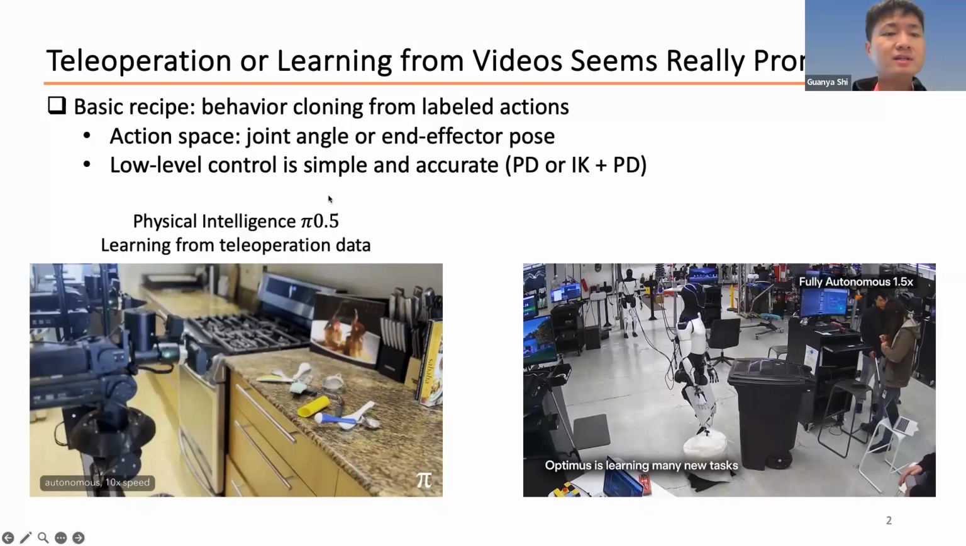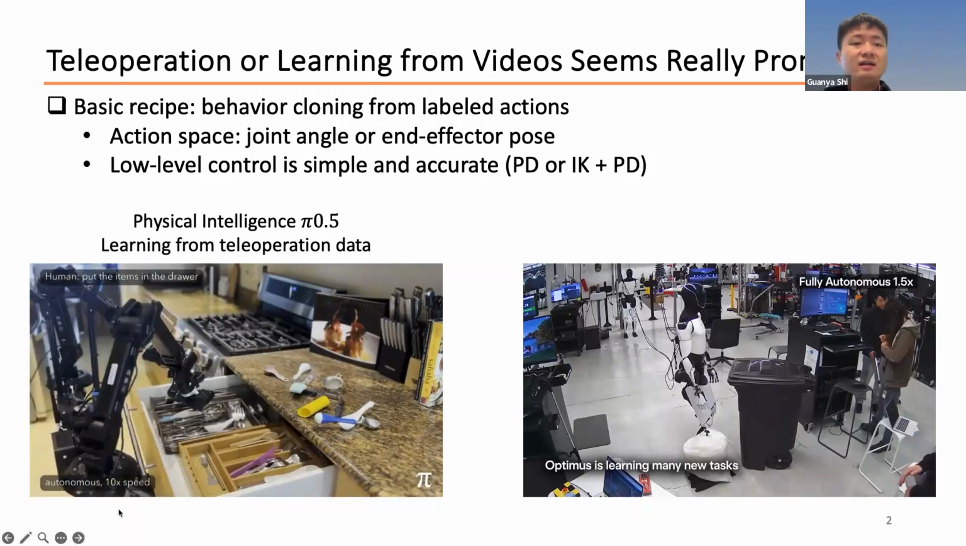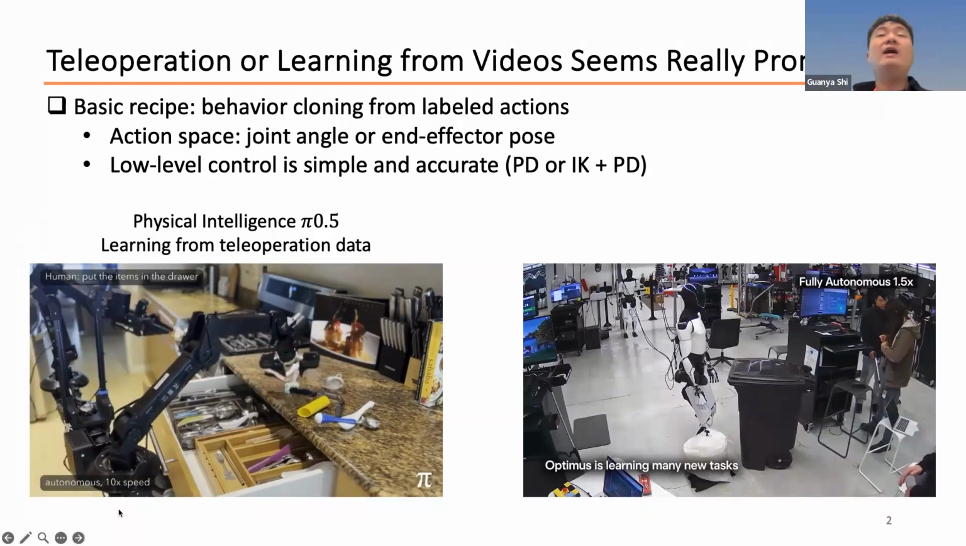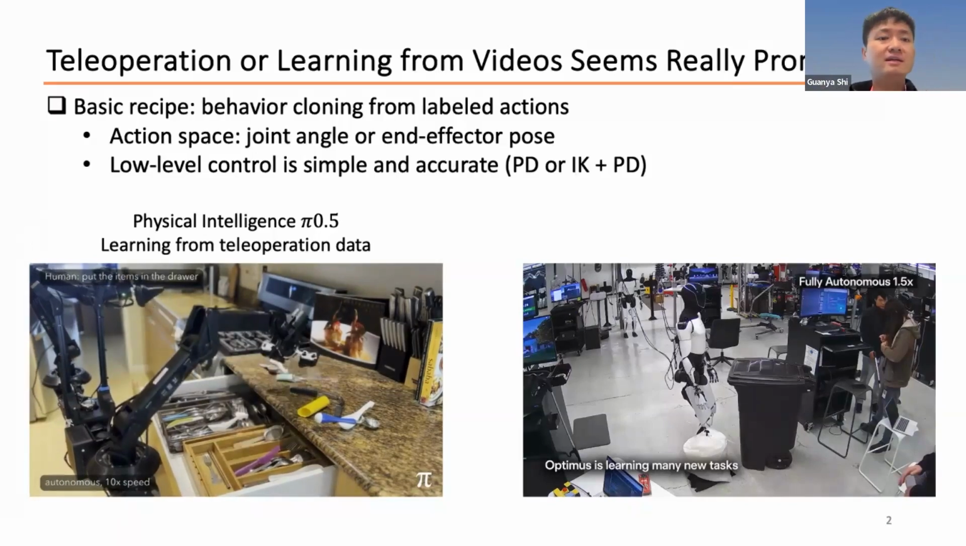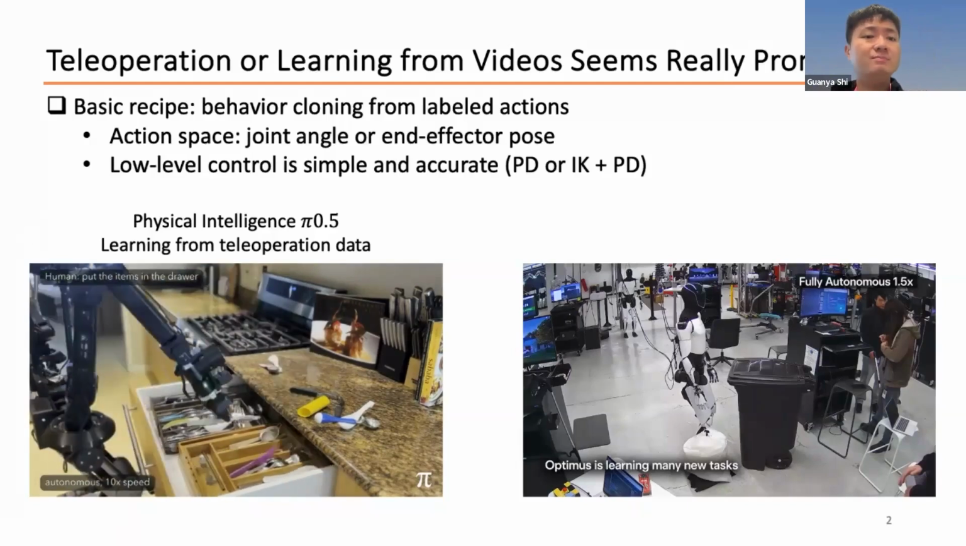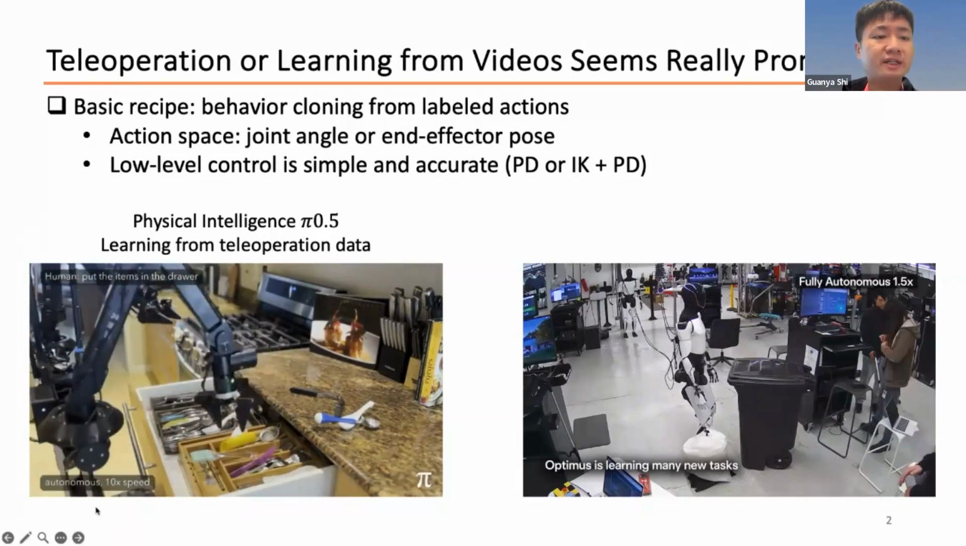So there are two examples. One is this very famous demo from a startup company called Physical Intelligence. This is the pi 0.5 policy from them. They learned this policy from teleoperation data. By the way, all the objects in this video are unseen in the training set. This is very impressive, right? It generalized to open vocabulary and it's pretty amazing. It's learning purely from teleoperation data.